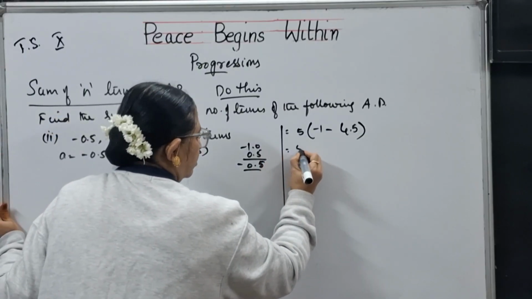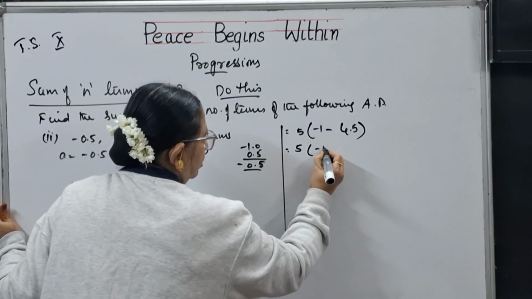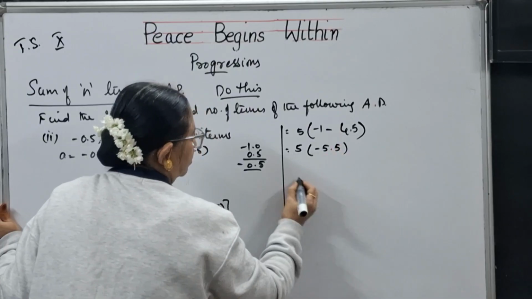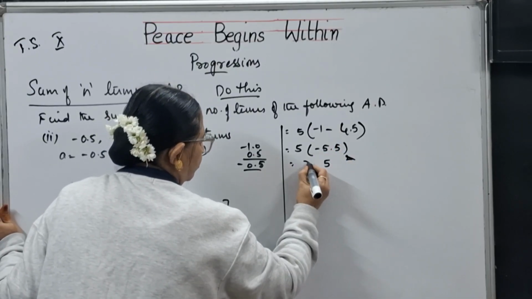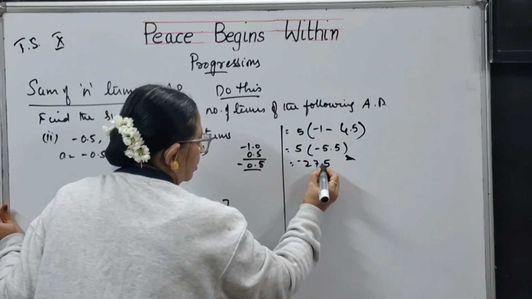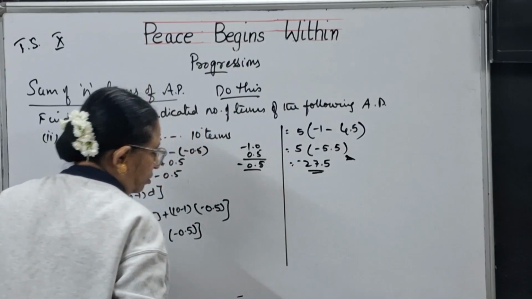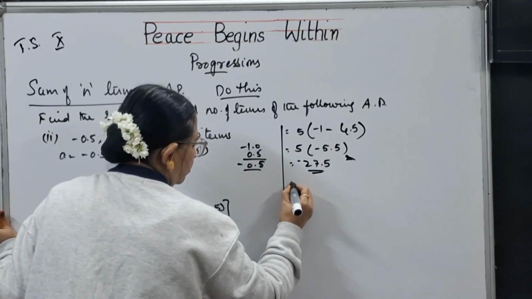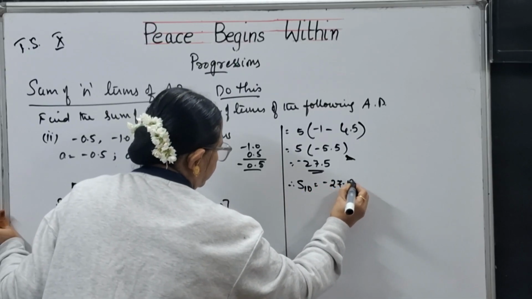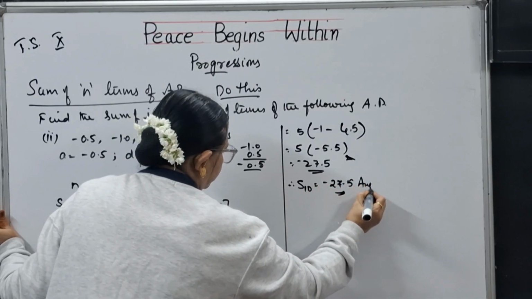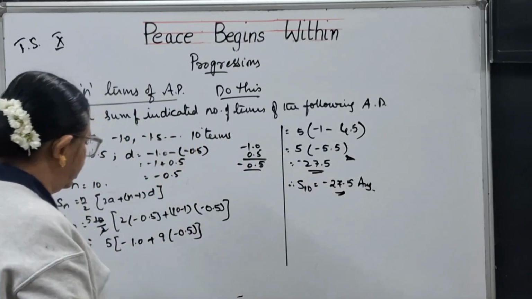That means 5 into minus 5.5. 5 fives are 25, 25 plus 2 is 27, so minus 27.5 is the answer. So the sum to 10 terms is minus 27.5 is the answer for this problem, children.